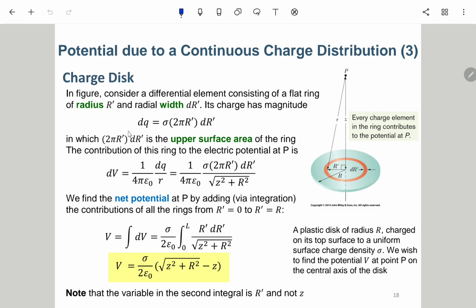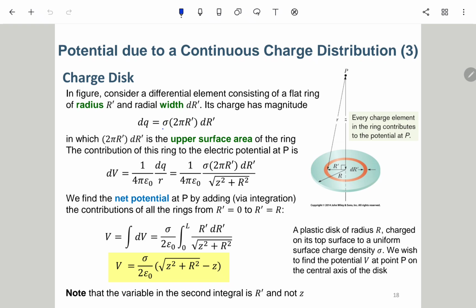Here we try to separate this disk into many rings with different radii, just as we did in chapter 22. So here we have dq equals sigma, this is a small letter sigma, times 2 pi r times dr. Okay, what does it mean?